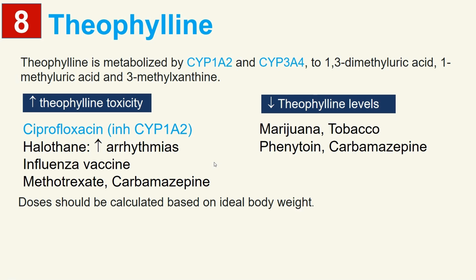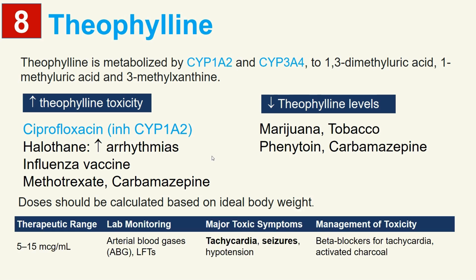Whenever you're calculating dose for theophylline, this is one of the cases where you use ideal body weight. Very rarely is ideal body weight used for calculation, but in this case, it is commonly used. The major toxic symptoms are often questioned in the exam. It causes ventricular tachyarrhythmias and seizures. Those are serious toxic symptoms of theophylline, and those toxicities can be reversed by beta blockers, which can reduce the tachyarrhythmias.